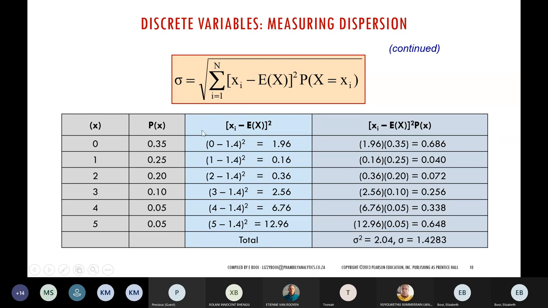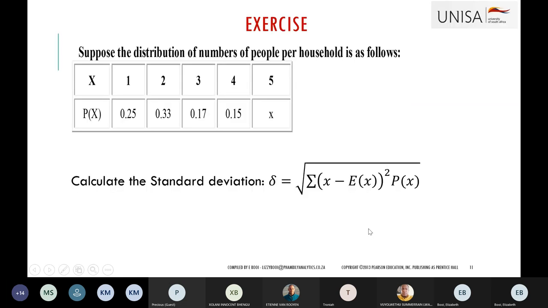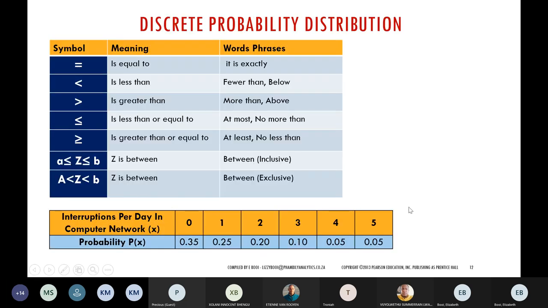And we said once we calculated it, before you take the square root, the value you get is the variance. And when you take the square root, you get the standard deviation. And we did an example of the standard deviation. Then we went on and looked at the probability.